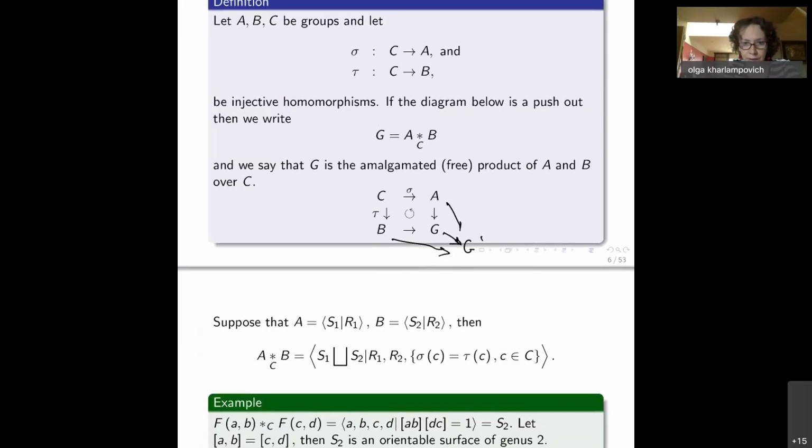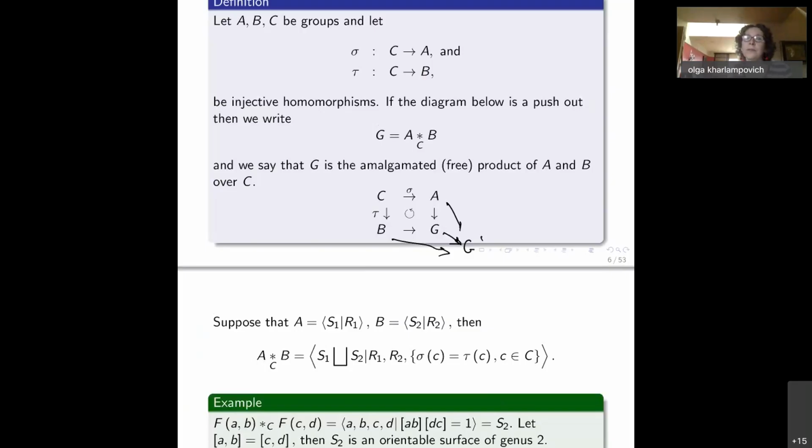then the amalgamated free product is given by the union of generators of A and B. And then we have relations of A, relations of B. And then we say that sigma of C equals tau of C. Remember that sigma and tau are two injective homomorphisms of C into A and into B. So basically we amalgamate along this subgroup C. So we say that corresponding elements of subgroup C in A and in B are the same in this group.